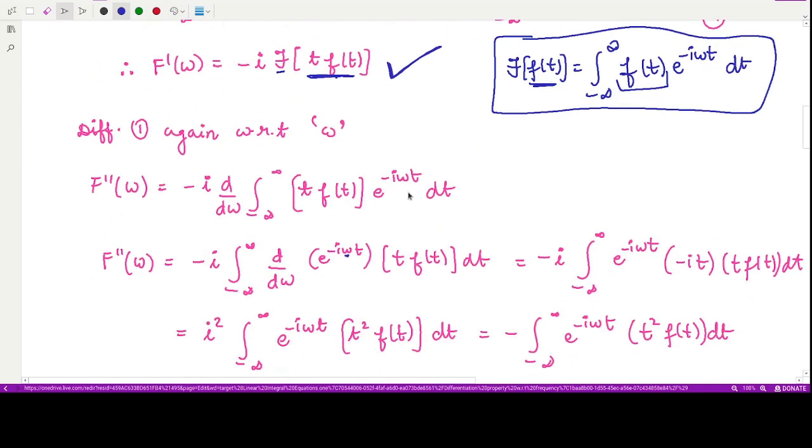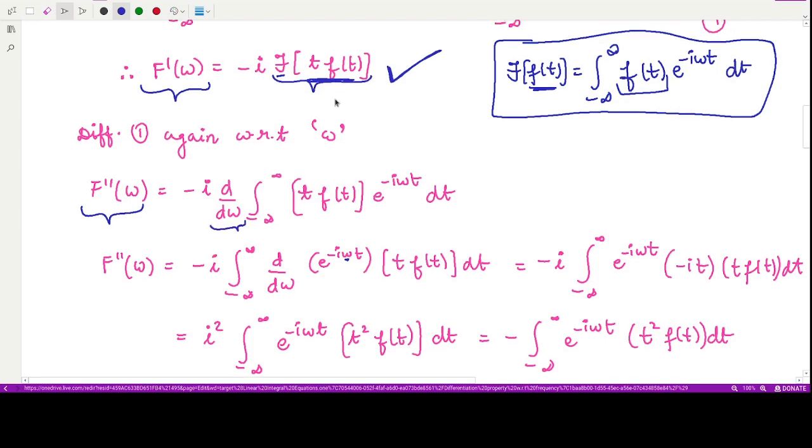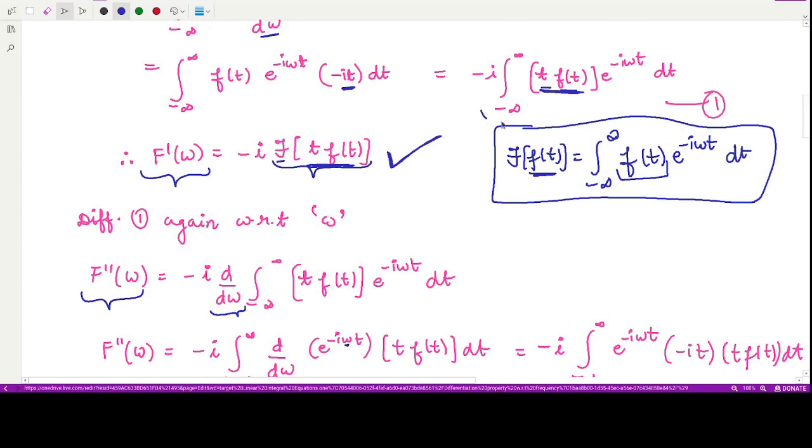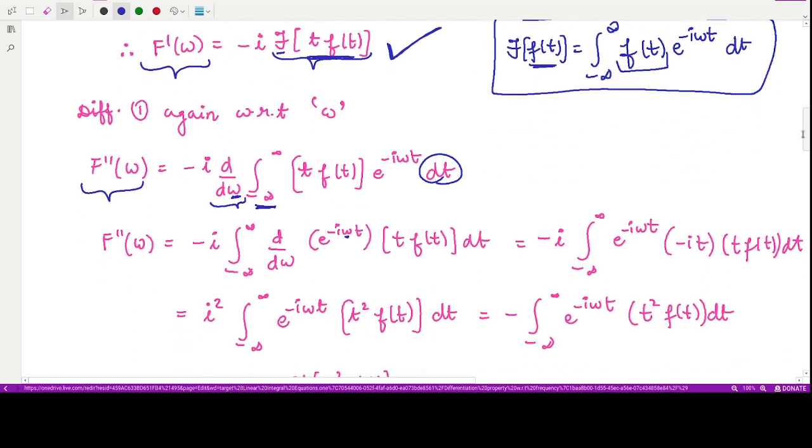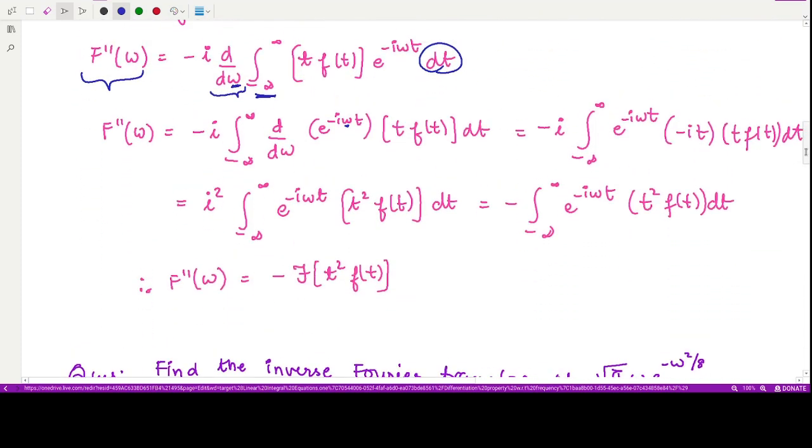For that we differentiate this F dash omega again, so that we have F double dash omega. It would be minus iota as such, taking the derivative of this term. I am again writing the integral form of this particular function. Here the integration is performed with respect to t, and we are performing the differentiation with respect to omega. They are independent of each other, so we can interchange the integration and derivative and shift this derivative inside the integration.